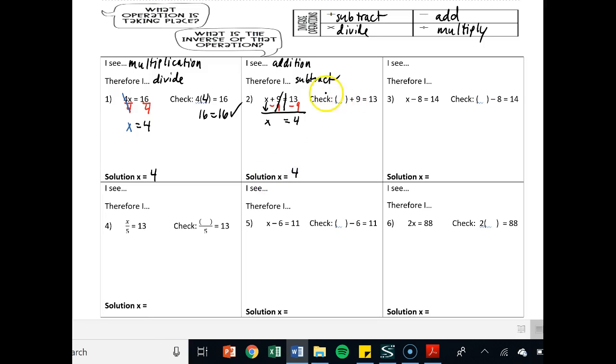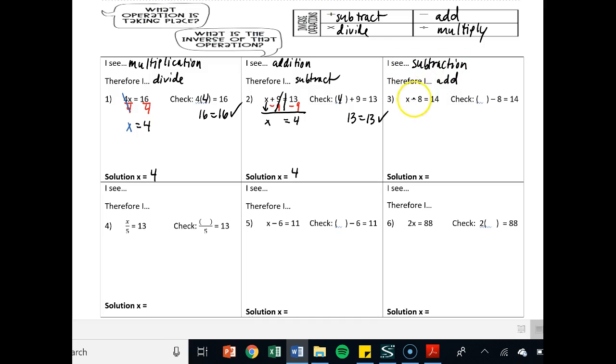Now you can check it. Again, the original equation, x plus 9 equals 13. You're literally just going to plug in your solution. So instead of x, you say 4 plus 9 equals 13. 4 plus 9, that's 13. Does 13 equal 13? Sure it does. That is your answer.